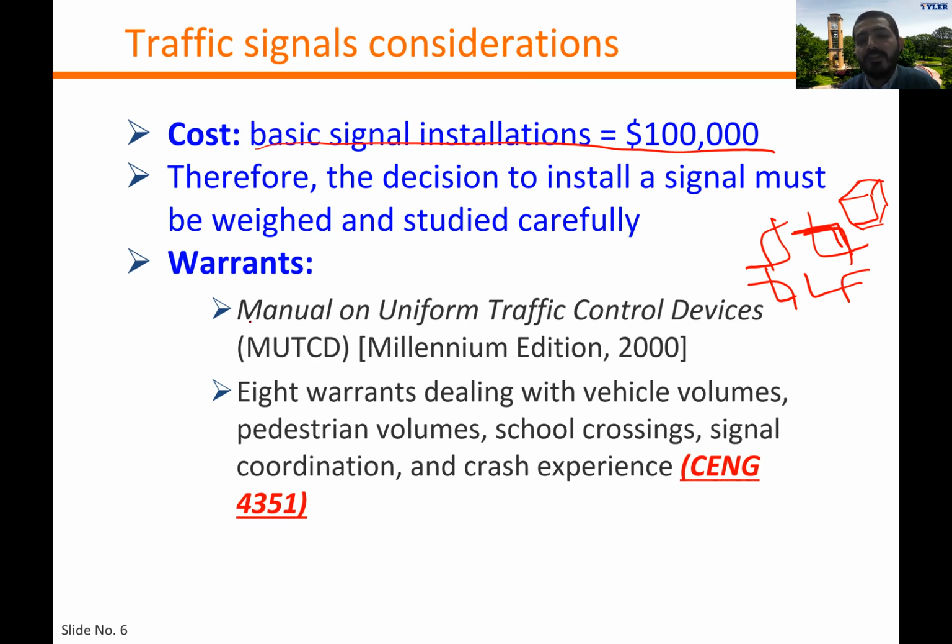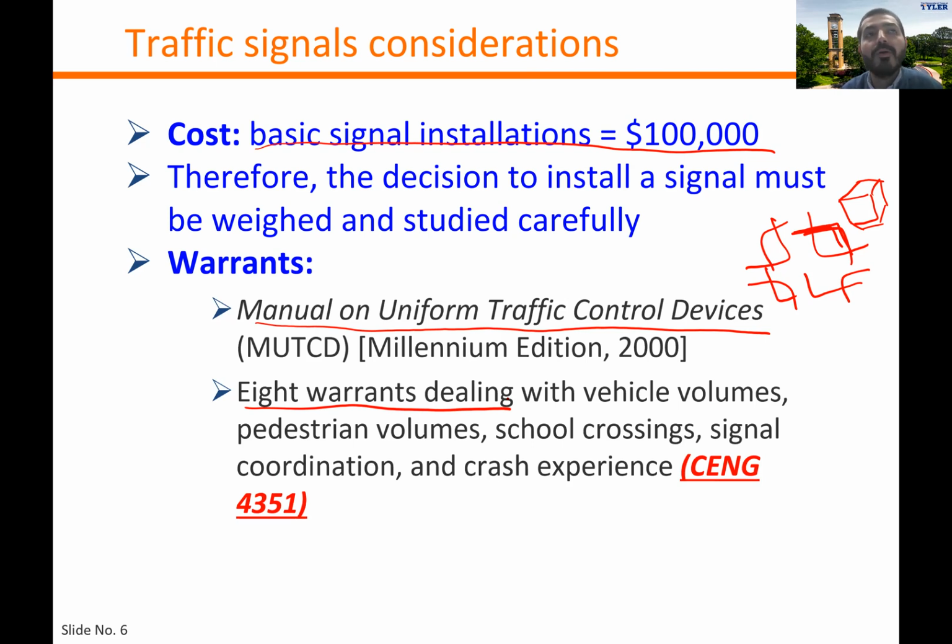So MUTCD, which is the Manual on Uniform Traffic Control Devices, came up with 8 warrants, or 8 factors, that justify the need to include a traffic signal at a location. They are based on whether we have enough vehicle volumes, pedestrian volumes, school crossings, and school coordination, and whether we have a lot of crashes at that location to trigger the need for a traffic signal.